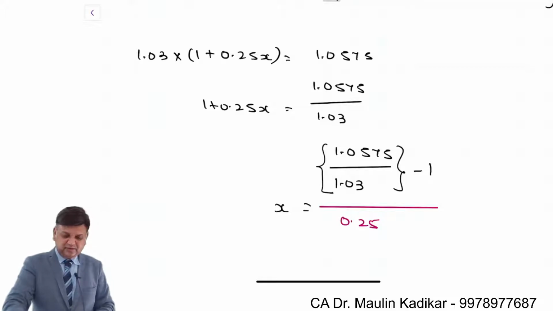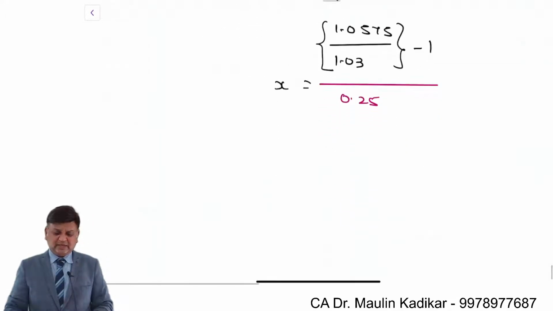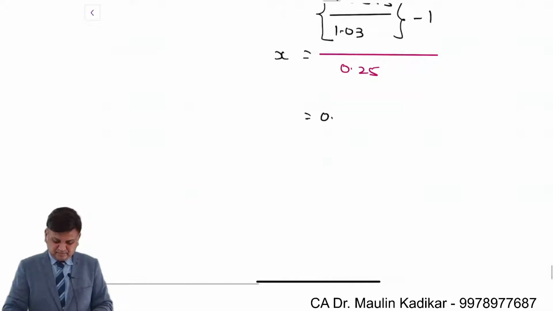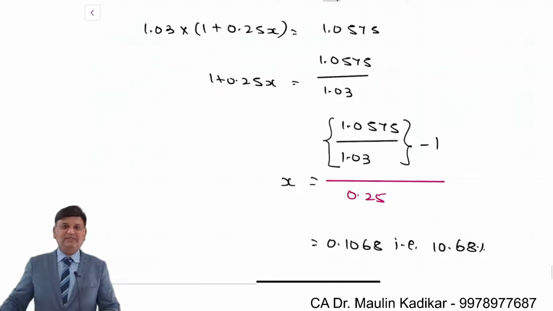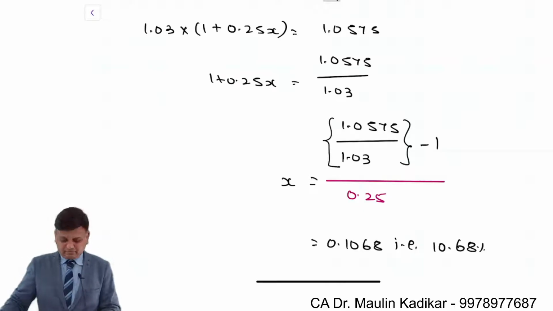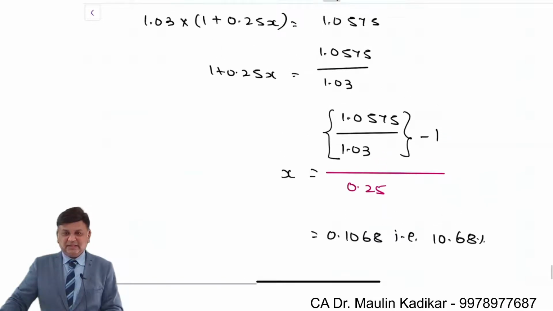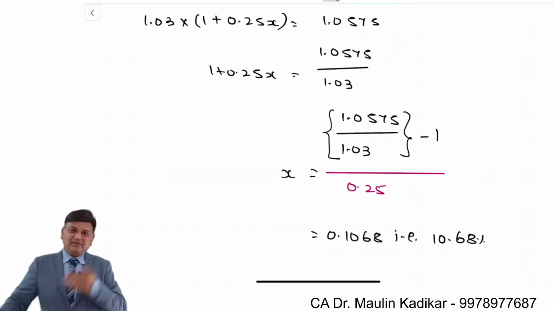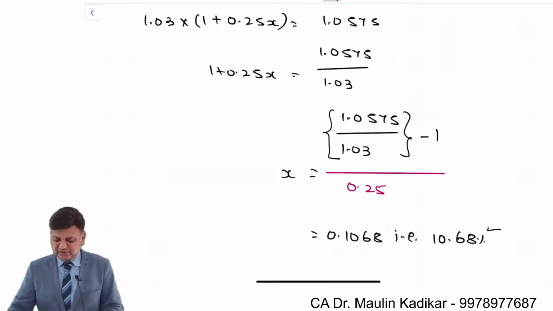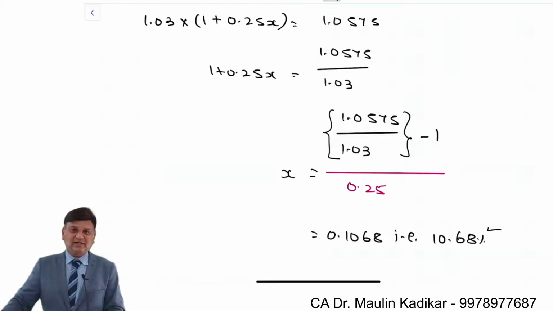1.0575 upon 1.03. Whatever is the answer, minus 1 divided by 0.25. That comes to 10.68. So this 10.68% is the answer. For dollar currency, try to calculate the forward rate on your own. This is in technical language. After 3 months, for the next 3 months, this is the rate of interest which is expected. That is called the forward rate.